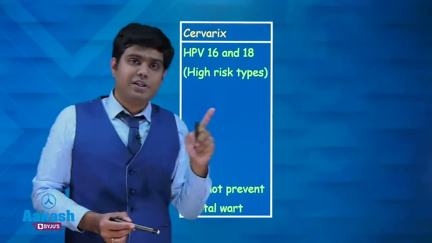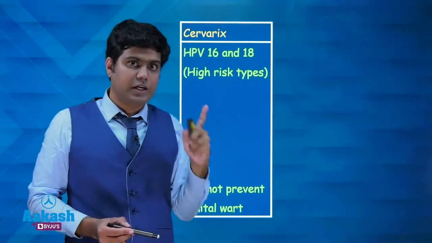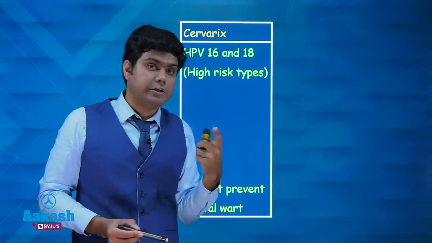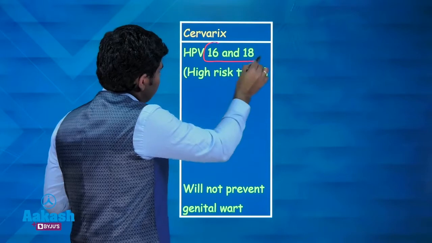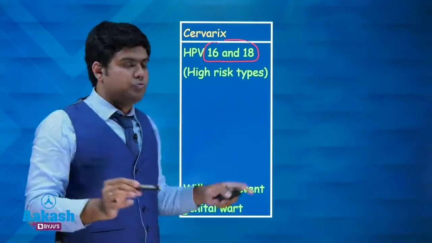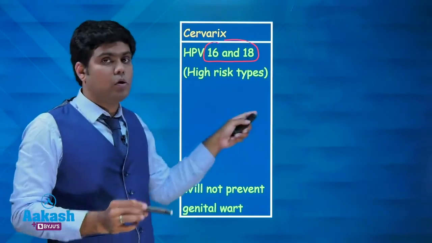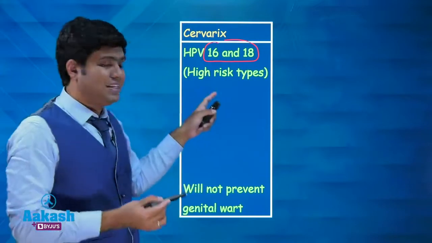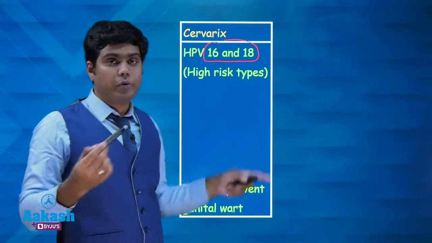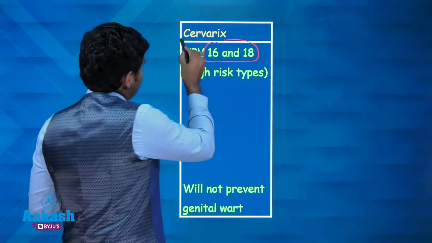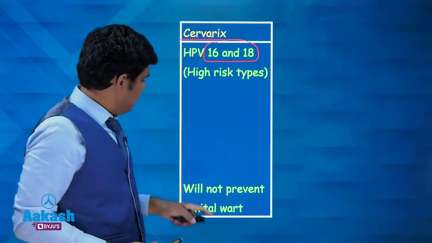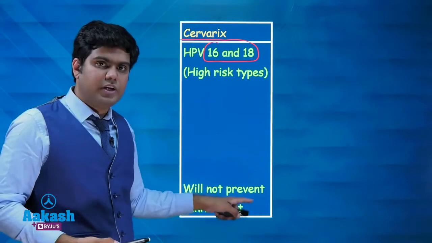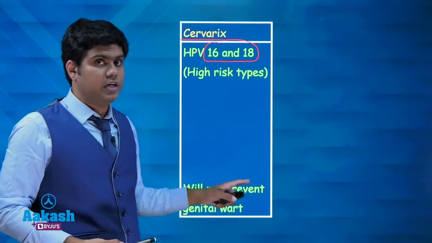Okay, so we have got 3 vaccines, one is Cervarix, second is Gardasil, and the third one is Gardasil 9. So Cervarix contains HPV 16 and 18. So 16 and 18 are high risk types, so they will not cause genital warts, they will cause cervical cancer. So Cervarix will protect against cervical cancer, the name itself is suggesting that. It will not prevent genital warts, very important, don't get confused.